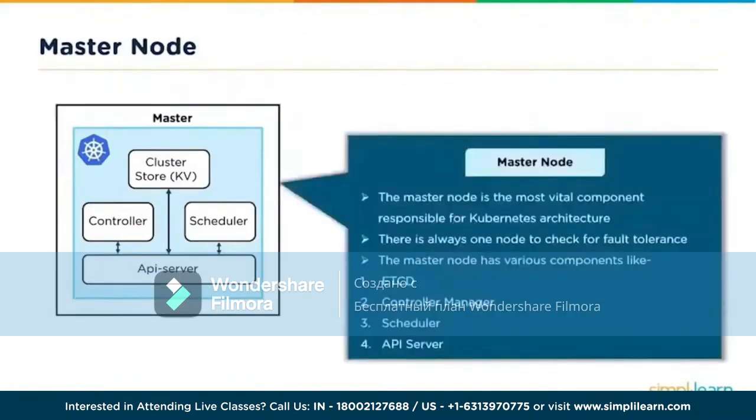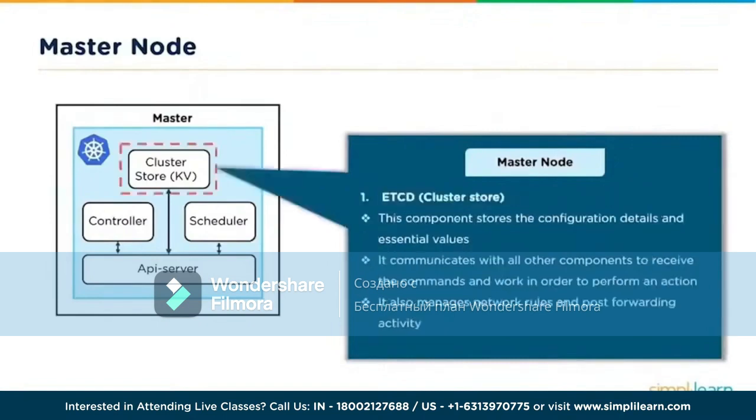The master node is the most vital component. With the master, you have four key controls: etcd, controller manager, scheduler, and API server. The cluster store, etcd, manages the details and values that you've developed on your local workstation, and then works with the controller, scheduler, and API server to communicate those instructions of how your infrastructure should look to your entire network.